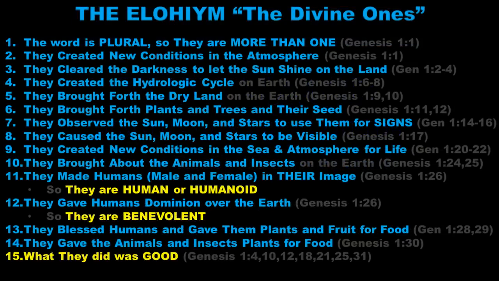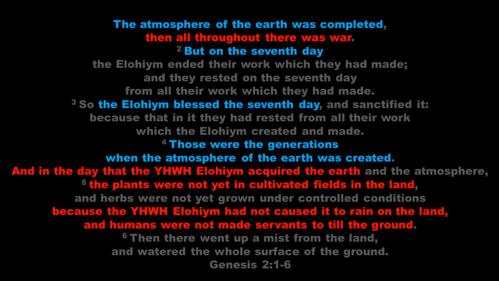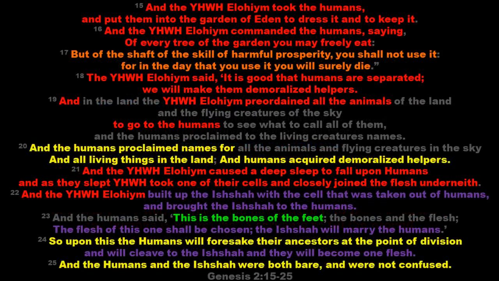In the previous video, we looked at Genesis 1, which says the Elohim made the earth habitable for life and brought forth both male and female humans. And Genesis 2, which tells us next the Yahweh acquired the earth and created hybrids with a certain cell from the humans, and the hybrids married the humans.